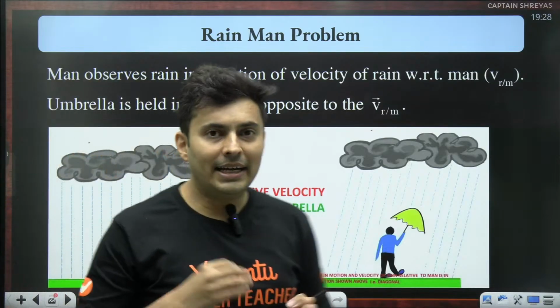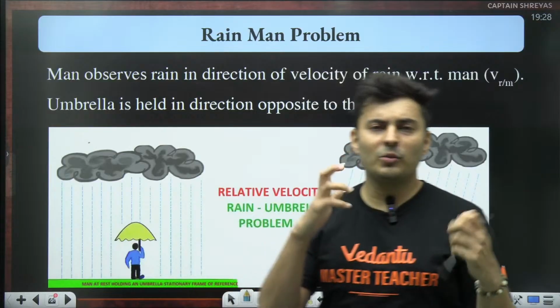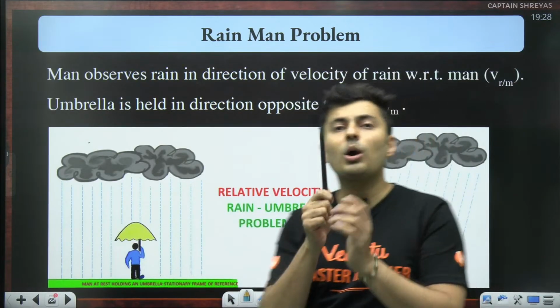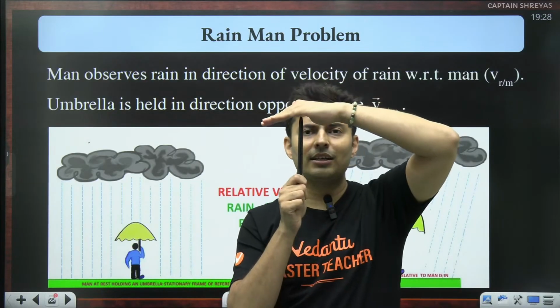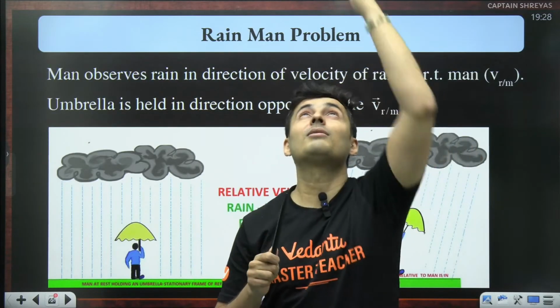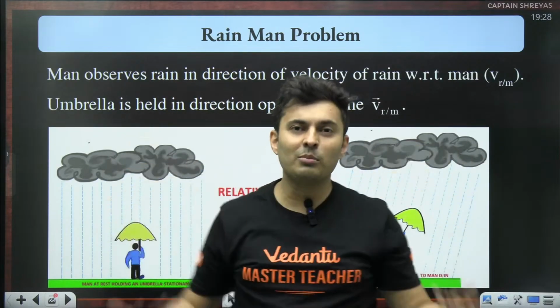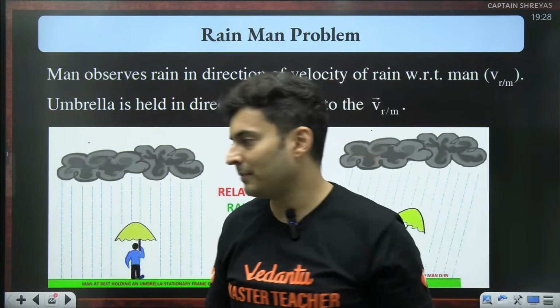Now, why does he have to change the angle, you might think? Well, see, if the rain is falling vertically down, then the stick of the umbrella will also be vertical so that he does not get wet. It will be foolish if the rain is coming from the top and you're holding the umbrella like this. Obviously, you will get more wet. Probably your legs might get more wet.